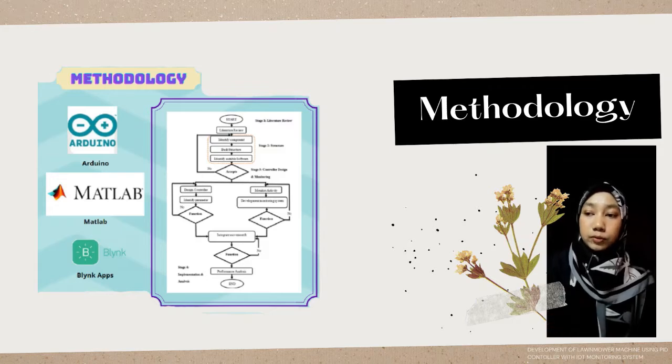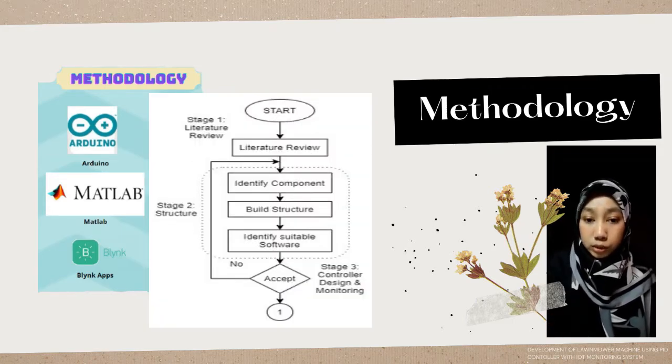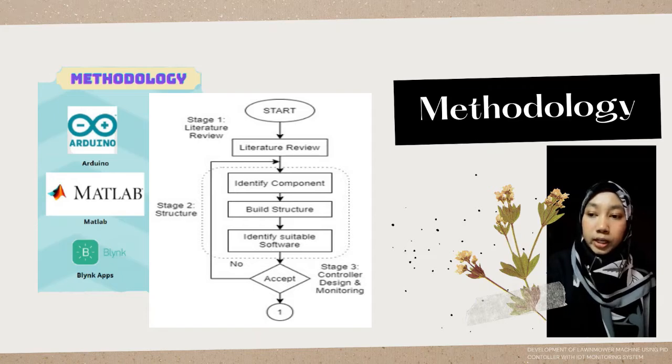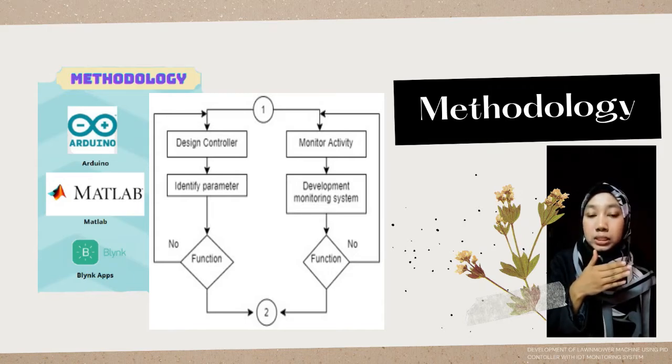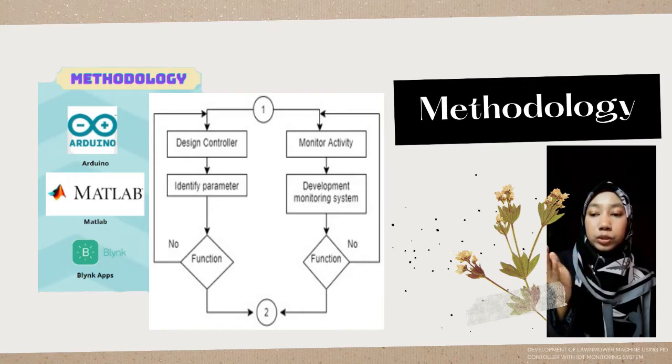Now let's see the full project chart here. As we can see, there are four stages, where the first one is literature review. The second one is structure, where we identify components, build the structure, and identify suitable software. Stage 3 is controller design and monitoring system. As you can see on the left side, there is the design controller, where we use a PID controller, and after that we will define the parameters.